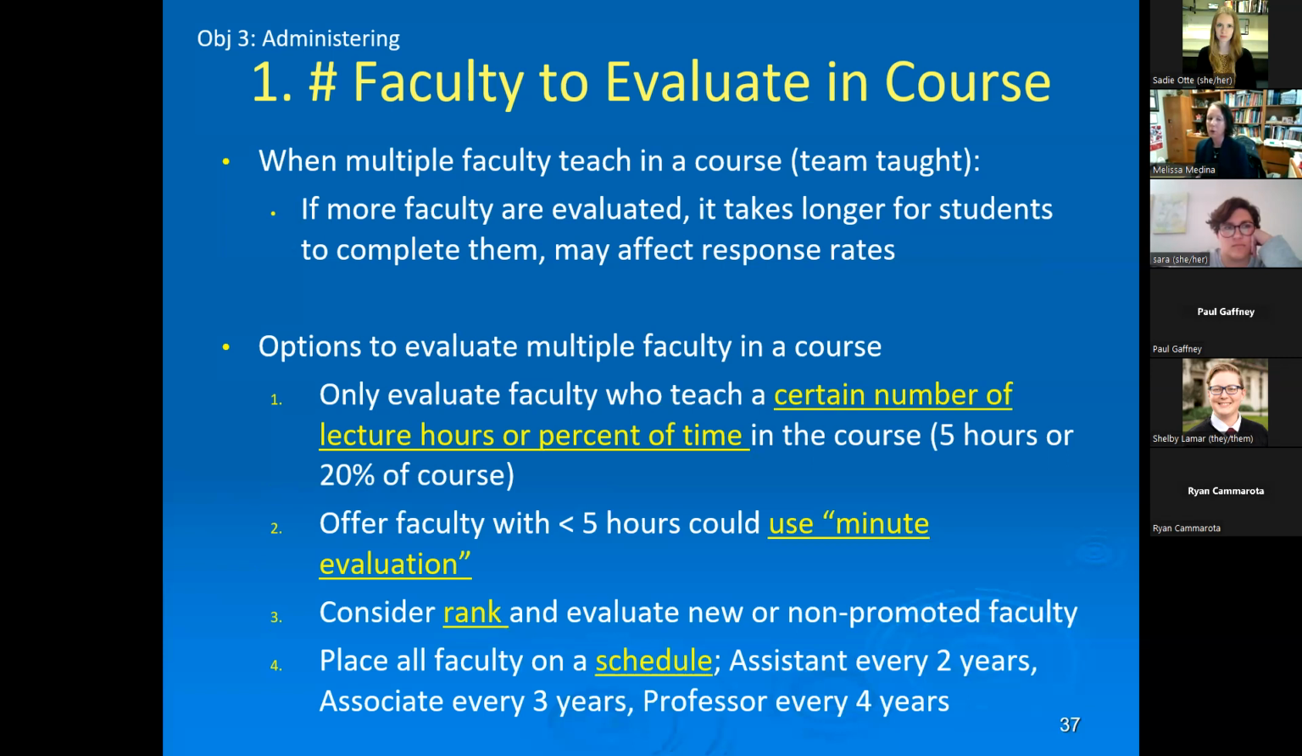And as I mentioned before, if you do have a lot of faculty in your course and they're all teaching more than 5 hours, you could consider putting them on a schedule, like I mentioned earlier, evaluating people on a rolling basis, for example. If you're having multiple people and your response rates are suffering, you may want to think about some alternative methods depending on the amount of time people are teaching. If someone's just teaching 1 hour of lecture, a minute evaluation really may be the most beneficial to them, especially because they'll get immediate feedback.